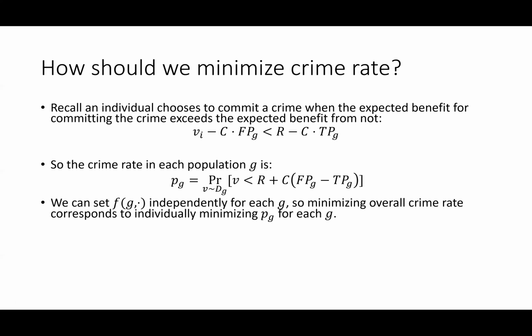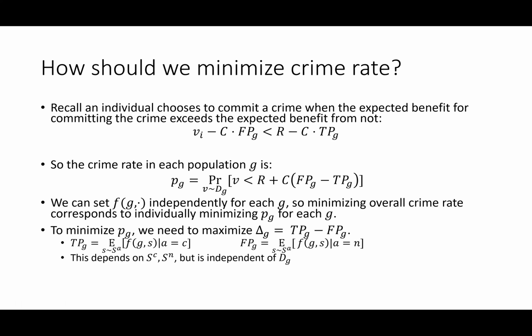And note, by the way, that we want to minimize overall crime, but there's no interaction here between the crime rates in one population or another, because we haven't insisted that this function should be independent of G, that it should be the same for every group. So in principle, we have the ability to set the incarceration rule independently for each group. And so in minimizing overall crime, we won't have to make any compromises here. We can individually for each group choose the policy that minimizes crime within that group.